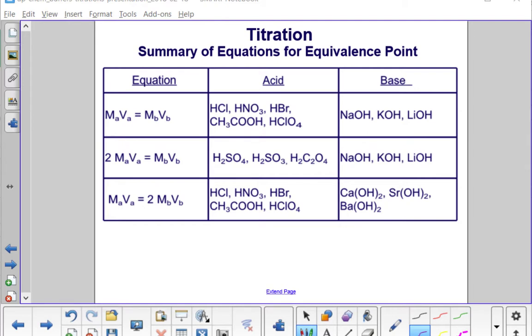All right, so here's a summary of that. If I have a 1:1 stoichiometric ratio, we just have MAVA equals MBVB. If I have a 2:1 stoichiometric ratio of base to acid, I just want to point something out here, the 2 goes on the side of the equation with the acid, okay? And then here, when I had a 2:1 ratio of acid to base, the 2 goes on the side of the base, okay?